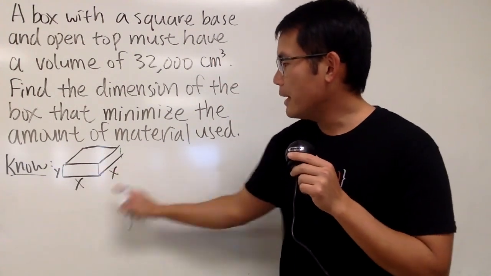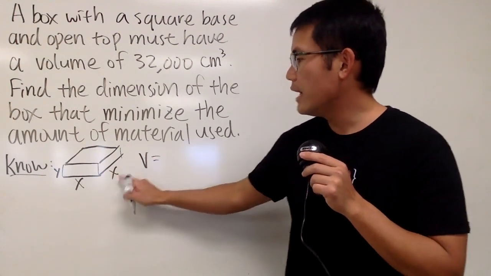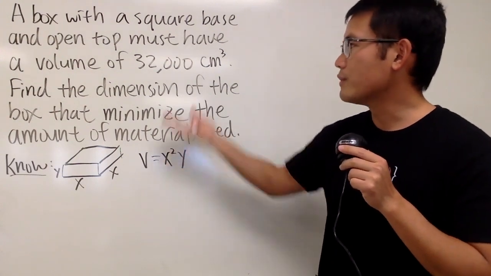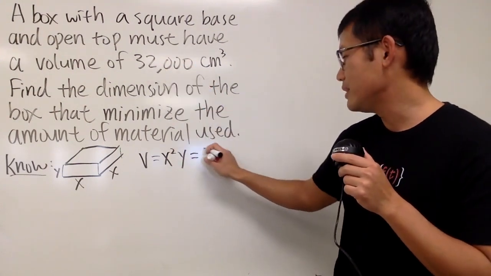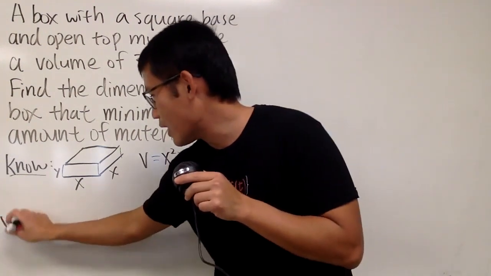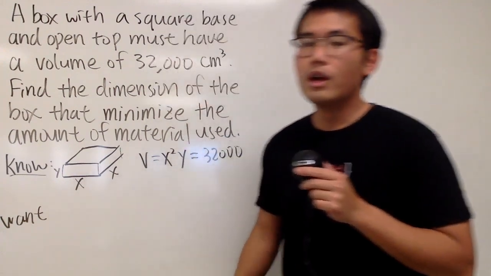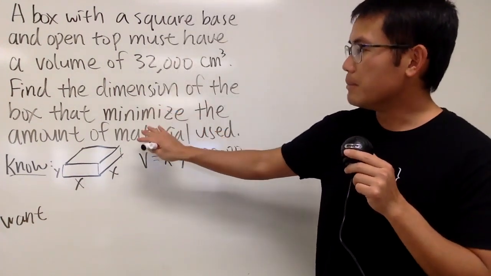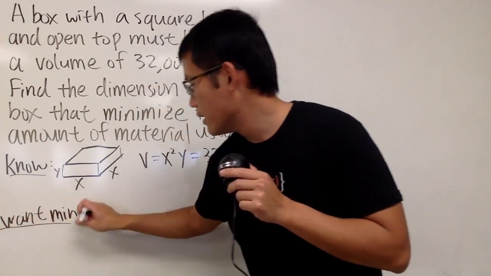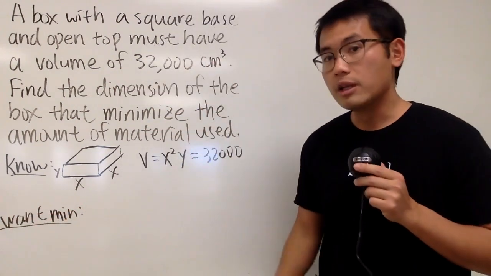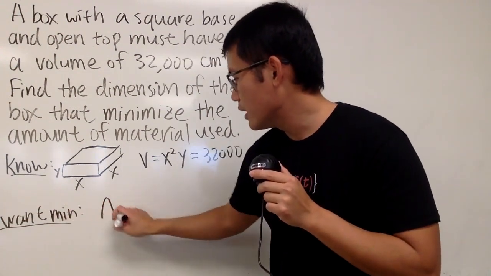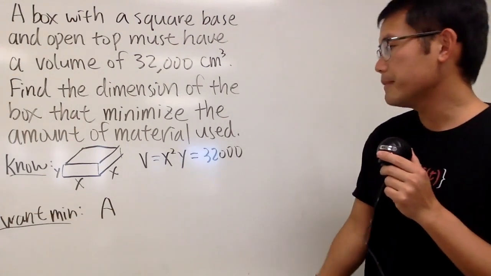So, as we can see, based on this, the volume is just x times x times y, which is x squared times y. And we know the volume has to be 32,000 right here. Now, let's put down what we want to know. We want to find out the minimum. The amount of material used, so we have to look for the surface area. We want the minimum of A, for the surface area.